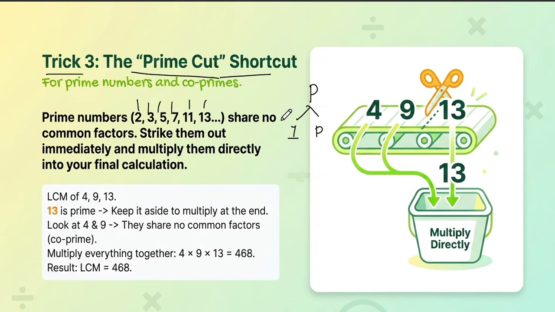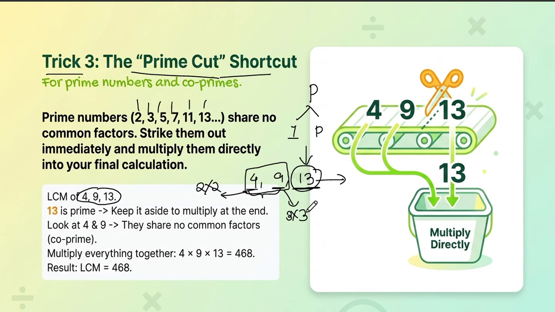Okay. So look at an example. The LCM of 4, 9 and 13. In these numbers 4, 9 and 13, 13 is a prime number. So we don't have to find out anything for it. 13 is prime, that we will keep aside. Now the remaining two numbers, 4 and 9. Is there any common factor here? 4 means 2 multiplied by 2 and 9 means 3 multiplied by 3. So they are not sharing any common factor. So that is called co-prime numbers. Here 4 and 9 are co-prime numbers.